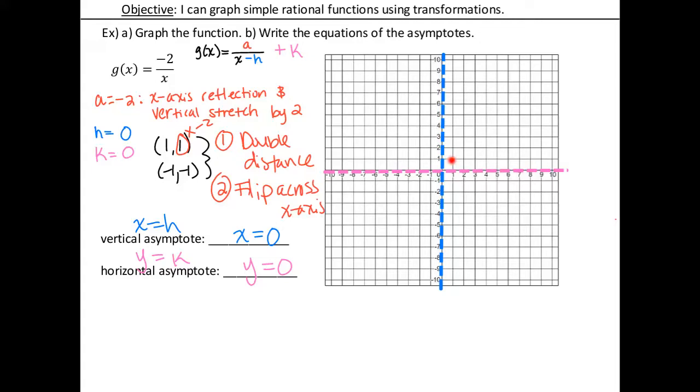So I'm starting at 1, 1. If I double the distance, this distance is 1, so if I double it, it goes to 2. And then I have to flip it over the x-axis, so then it goes to -2. Okay? The other way you can do it, like I said, is take the y value of 1, multiply by -2. That's going to give you -2. So that'll still bring you to 1, -2. If it confuses you to double the distance then flip it, the other way you can do it is just take the y values and multiply by a.